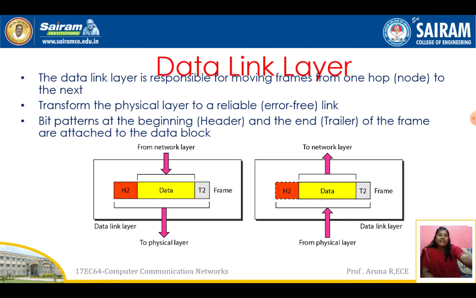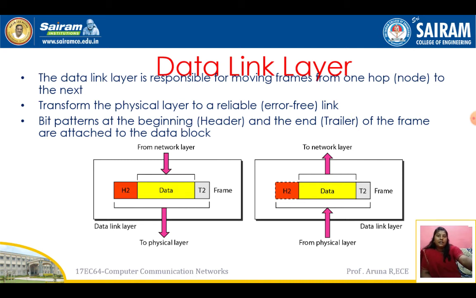Next, when we go to the data link layer, the data link layer is responsible for moving frames from one hop to the next, transforming the physical layer into a reliable link. Data in the physical layer should be reliable, that is, an error free link should be there.